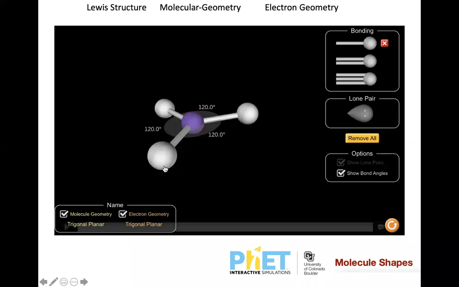It's called planar because they're all flat within the same plane. Trigonal because you've got 3. The internal angles on that are all 120, 120, 120. If you think about your geometry, they add up to 360 degrees, 120, 120, 120 in that trigonal planar geometry.